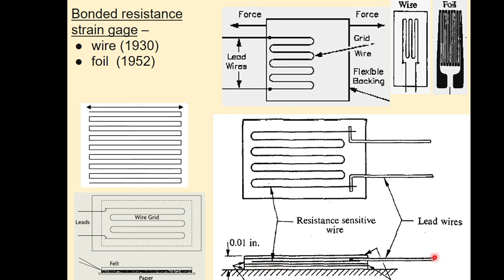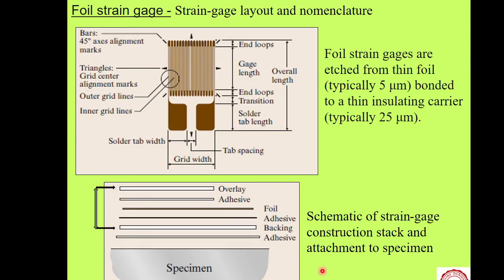I understand, because here this is not a foil, this is the wire. So if this thickness is higher, the difference between the strain value on the surface and the strain value experienced by this wire should increase. That is why their sensitivity is much less compared to foil gauges.